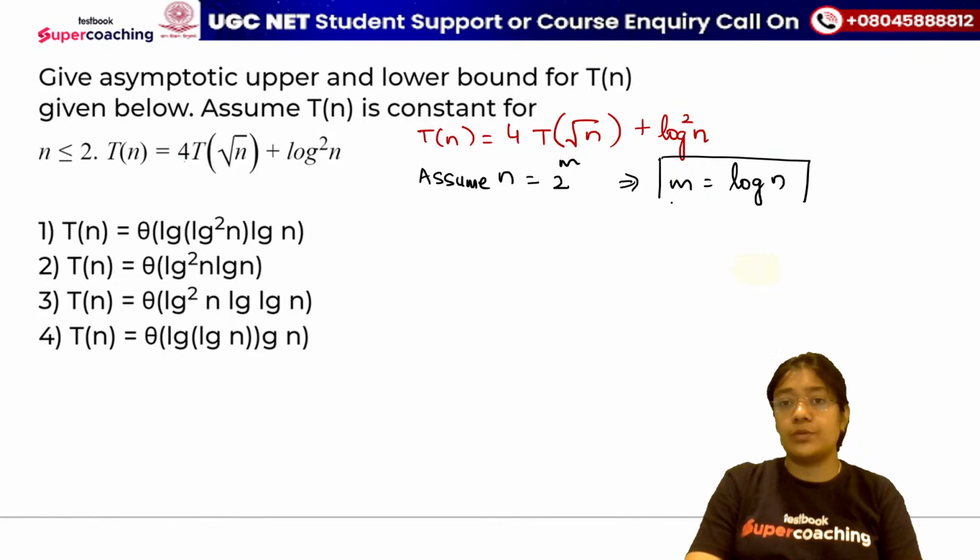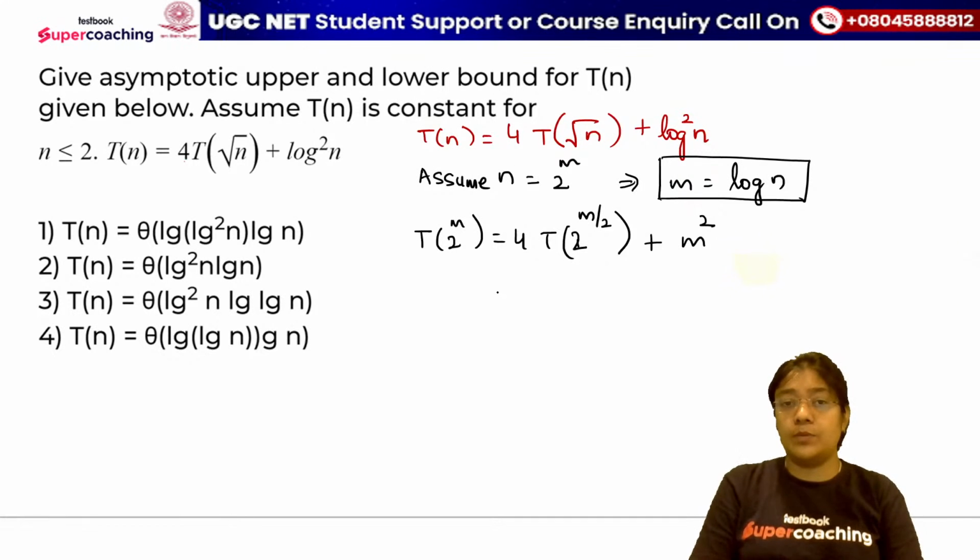Substitute these values. So we'll get here t of 2 raised to power m is equal to 4t of 2 raised to power m by 2 plus log n, and log n is m, so this is m square. Now I'm assuming that this as s, so s of m is equal to 4 s of m by 2 plus m square. Now easily you can apply the master's theorem.